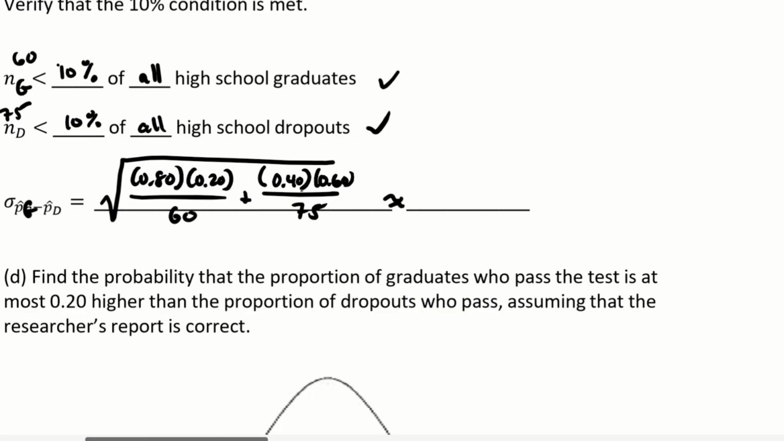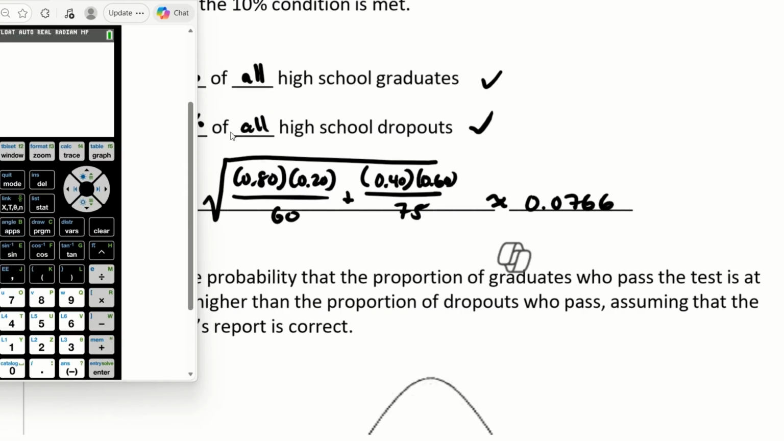And I'm going to show you how to put this on the calculator, just in case you need a refresher on that. Okay, so let's go ahead and plug it in. We're going to do the square root, so second x squared, and then 0.8 times 0.2 divided by 60 plus 0.4 times 0.6 divided by 75. Enter, and you get 0.0766.